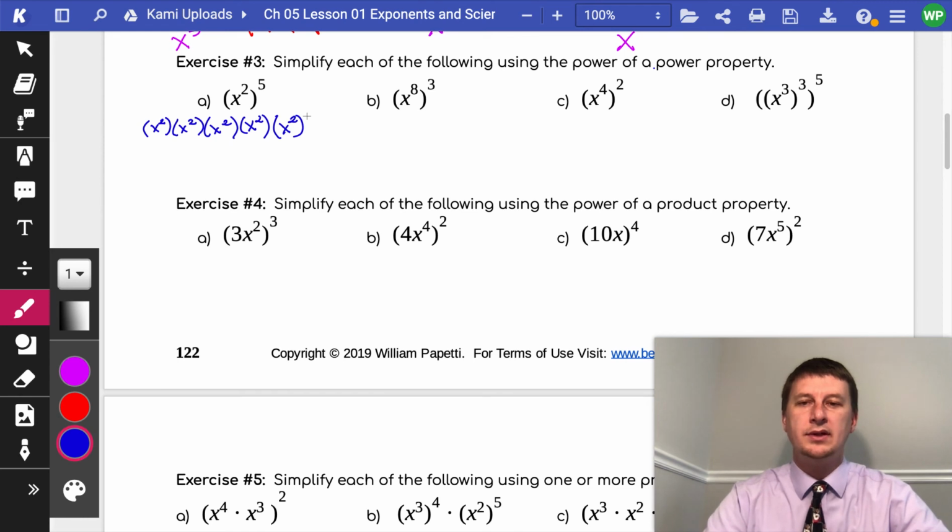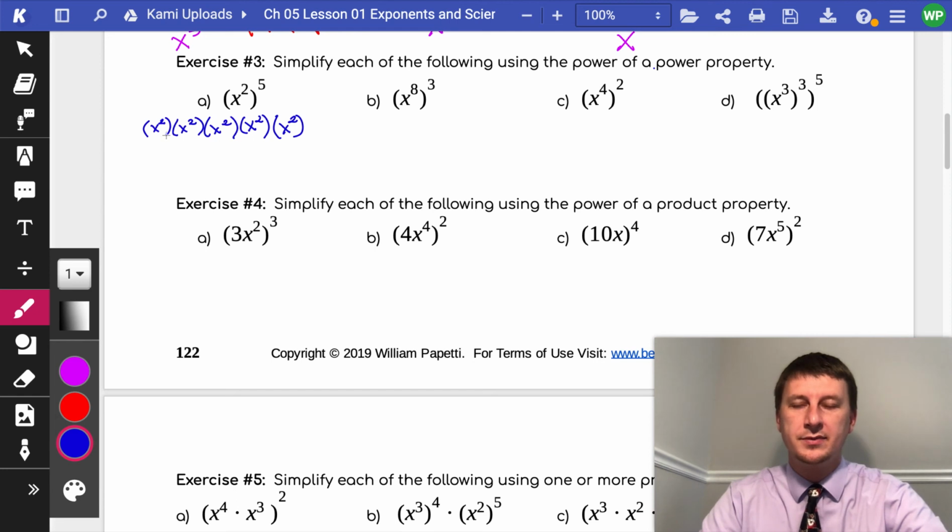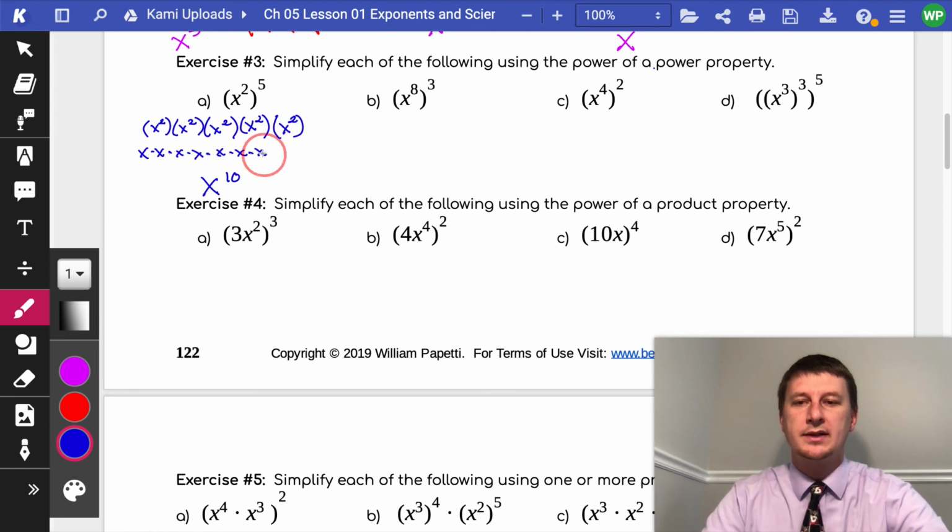And now this could have the product property applied to it, because now we have all the same bases being multiplied by each other. And what our product property says to do is keep the base of x and add the exponents, 2 plus 2 plus 2 plus 2 plus 2, which would give you 10. If you really wanted to, you could separate each of these x squareds as x times x, times x times x, and so on. And believe it or not, you'd be left with x to the 10th.